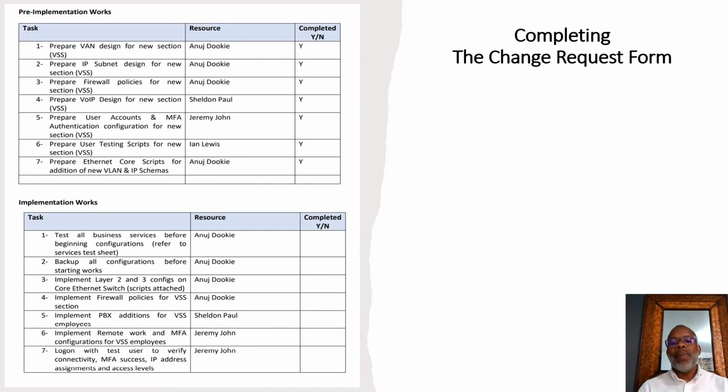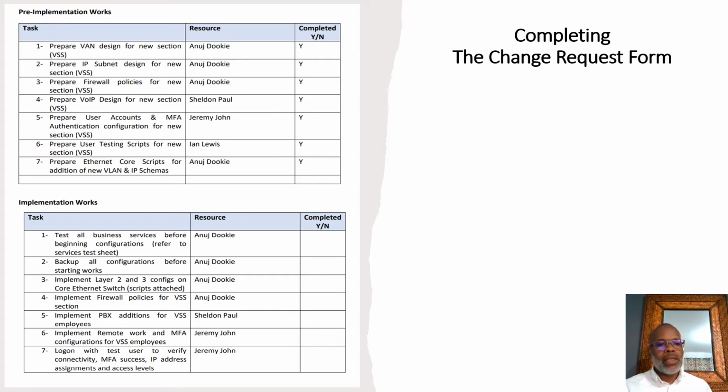Going into pre-implementation works. In many scenarios, there are things that should be done before the actual implementation. Not all the time they are done, and many times they're never documented or even thought of. The process forces that. Force may be a strong word, but you know what I mean. So pre-implementation works. A lot of people within the BLU team have to get involved to do different things. So for example here, prepare the VLAN design for the new section, which is VSS, Virtual Support Services.